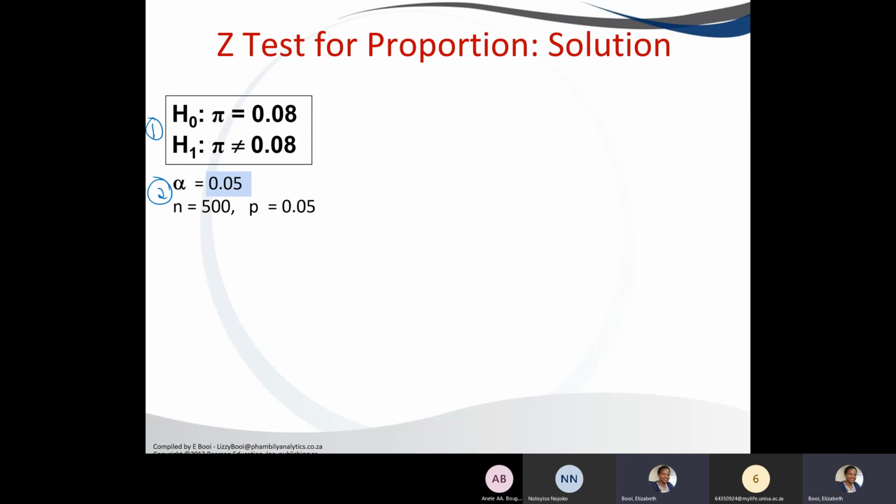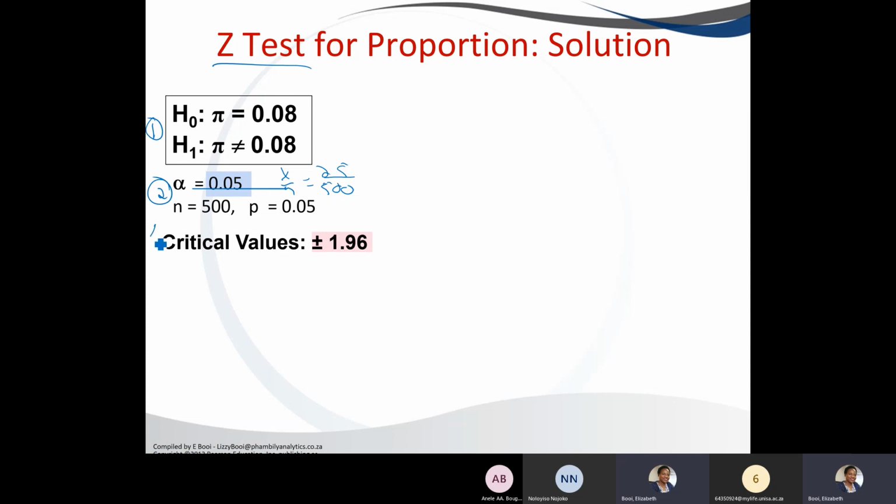Also with this, we were not given the p, so we can calculate our p, which was X divided by n, and our X was 25 divided by 500, and that gives us 0.05. Step number 3, state the test statistic we're using as a test. That will be step number 3.